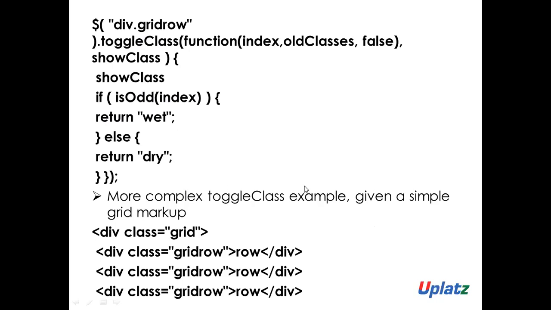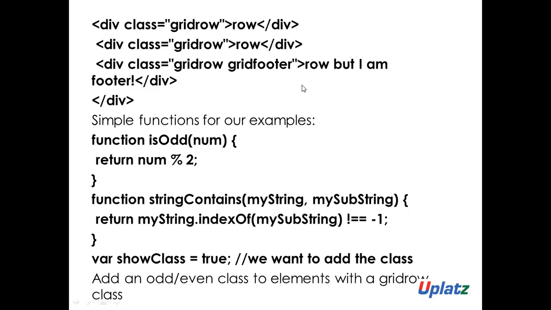So the most complex toggleClass example is, given a simple grid markup, a div with class grid. I have a row inside my div, and again a row and again a row. So this is all, and I have a footer inside the div. A simple function for our examples is isOdd, which returns num % 2 as true. For the function stringContains, I am passing two parameters, myString and mySubstring. If I return my index not equal to -1, it shows the class we want to add. So the class element with grid or row classes, that is what we can add to a simple function example.